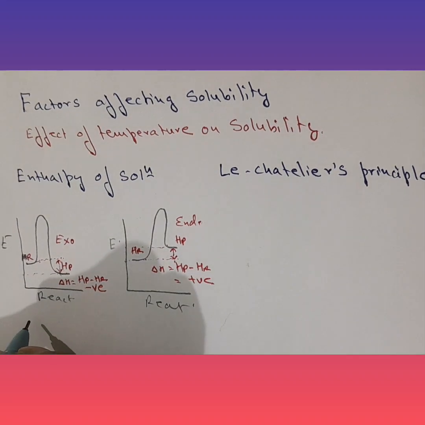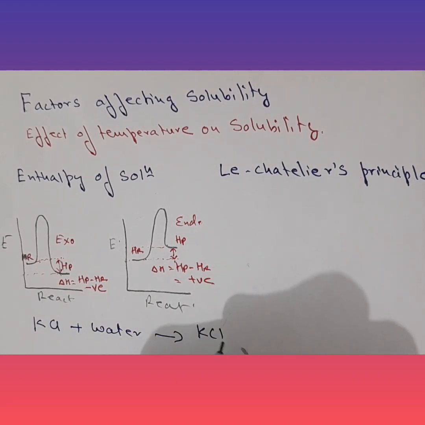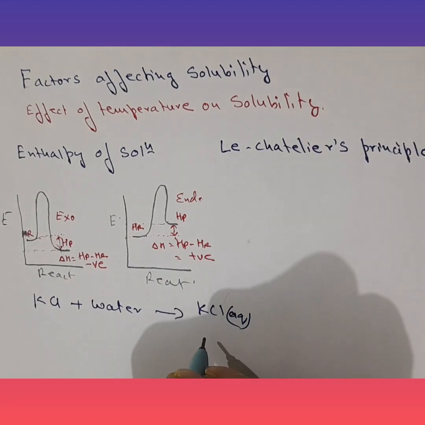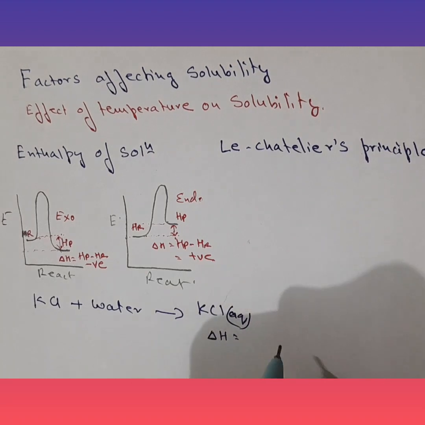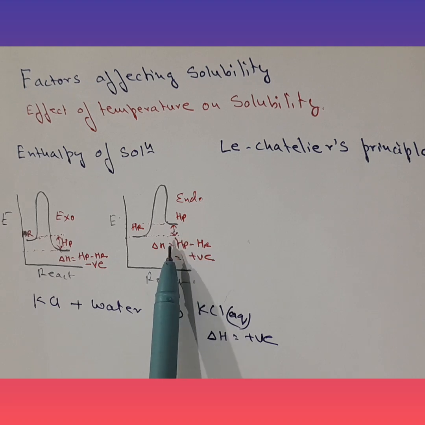Now in case of KCl, we observe that KCl, when dissolved in water, forms KCl aqueous solution. Now dissolution of KCl in water is an endothermic process. Now endothermic process means del H is positive. Now if del H is positive, that means this is the situation. So it has absorbed heat and the system has got cooled.